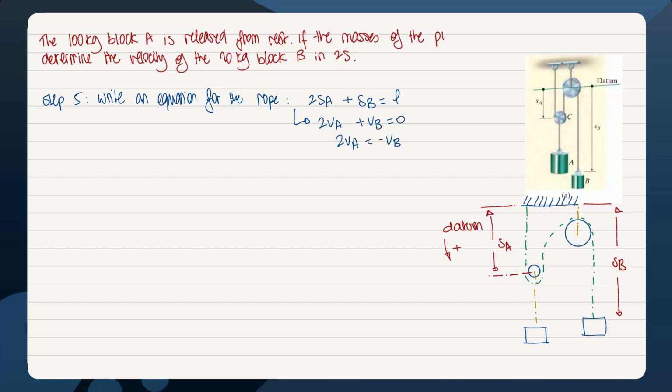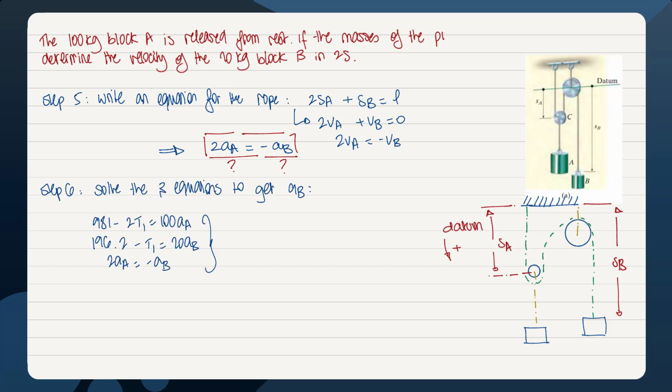Now we're actually interested in the acceleration, so we need to take a derivative again. And so we end up with 2AA is equal to minus AB. So that's great. Now we have a third equation. 3 equations with 3 unknowns. We can easily solve for AA and AB. So let us write down the equations again.